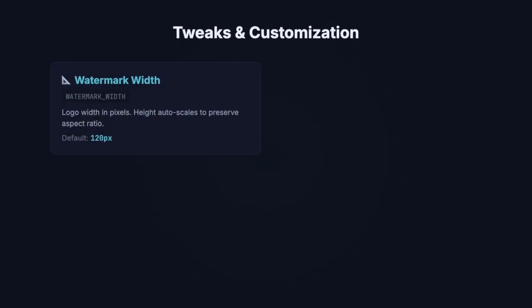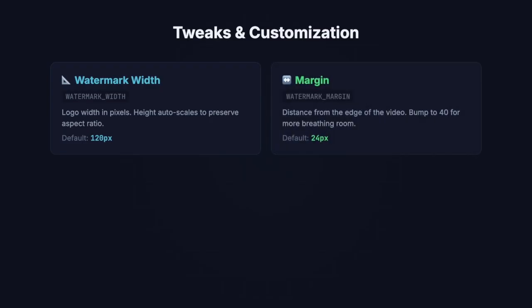To change the logo size, set watermark_width as an environment variable. The default is 120 for 120 pixels, and the height auto scales. To change the margin of the logo from the edge, set watermark_margin as an environment variable. The default is 24 pixels. You can bump it up to 40 if you want more breathing room.